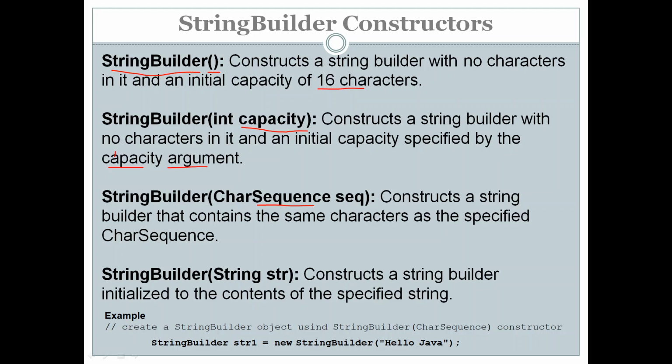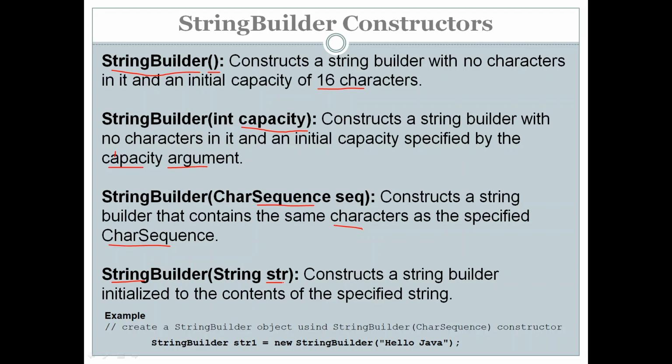Then StringBuilder with a character sequence. It constructs a StringBuilder that contains the same characters as specified in the character sequence. So we can pass here some characters or a sequence of characters, and it creates a StringBuilder from those characters. Then we have one more constructor, StringBuilder, which takes a string as an argument. If we have a string, we can pass that string to StringBuilder, and it creates a StringBuilder object from the string object. So it constructs a StringBuilder initialized to the content of the specified string.